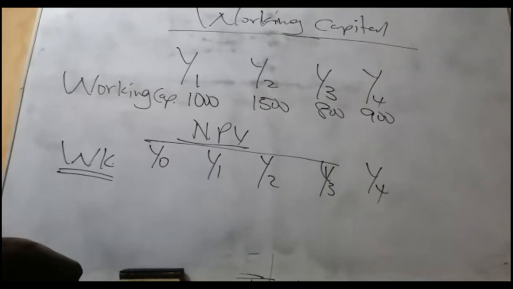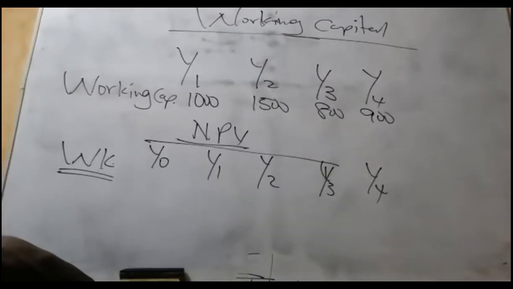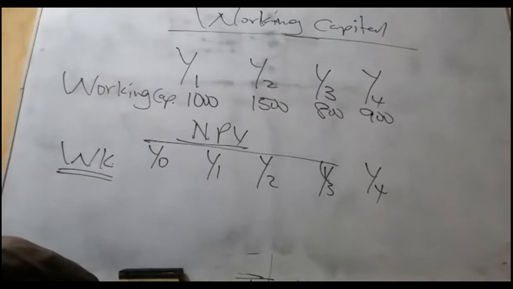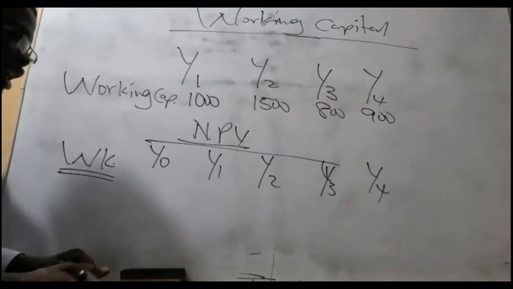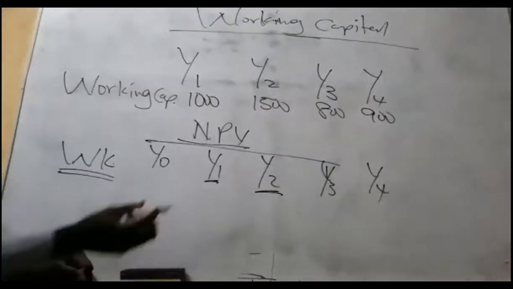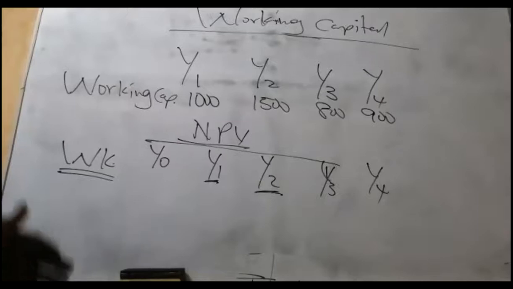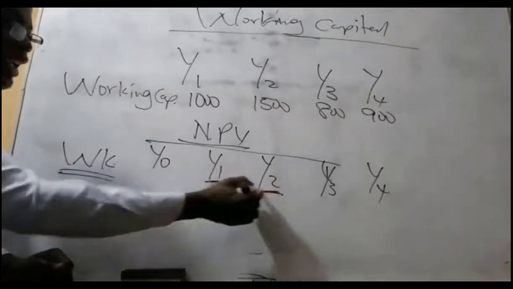You need a red pen for this. Assumption number 1: the working capital will be provided at the start of each year. It assumes that each year's working capital will be provided at the start of each year. Now let's see. At the start of year 1 means year 0. At the start of year 2 means year 1. But at the end of year 1 means year 1, and then at the end of year 2.